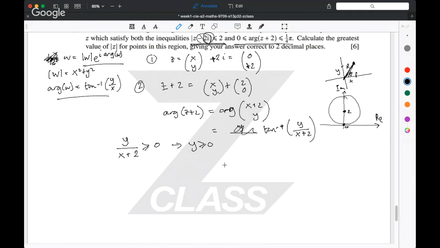Now I also have the other limit. I have that y over x plus 2 is less than or equal to the tan of pi on 4, which is equal to 1. So I have that y is less than or equal to x plus 2. Well, these are just two straight lines, right? So I know that y is greater than or equal to 0 means I must be above the y equals 0 line. And y is less than or equal to x plus 2 must mean I'm below the line y equals x plus 2.